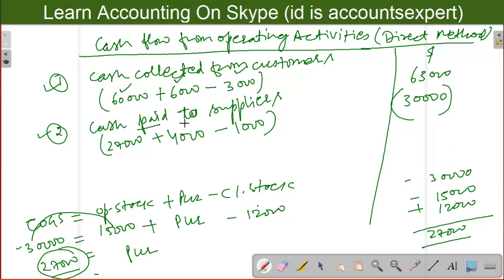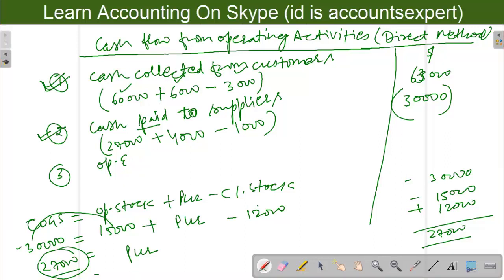Okay, because of the first operating activity, cash inflow 63,000 we got. And because of the second activity, there is cash outflow. That's why we will show the result in the negative, in the bracket. Now third is what? Operating expenses paid. Operating expenses paid, that I will take.